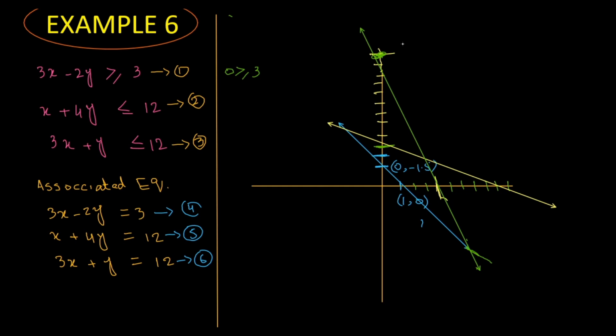And the second line, which is the yellow line, we check it. If I put x is equal to 0, y is equal to 0 over here, then it means that 0 is less than or equal to 12. Yes, this is correct. So it means that this inequality has solutions towards origin. Remember, towards origin.